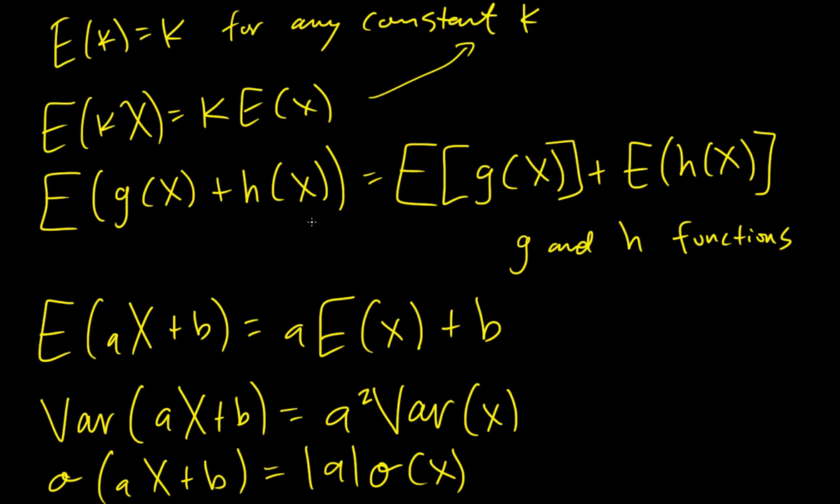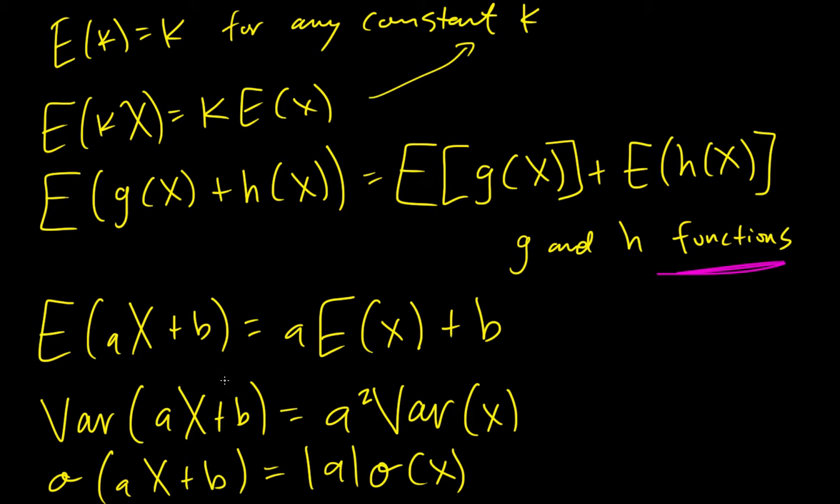If we're finding the expected value of g and h, and they're added together, we can take the expected value of each of them individually and then add them together if they're functions. This is similar to combining these two. So a and b are constants, so we can just take the a out, find the expected value of the discrete random variable, and then the expected value of a constant is just that constant. So once again, it's just combining those.